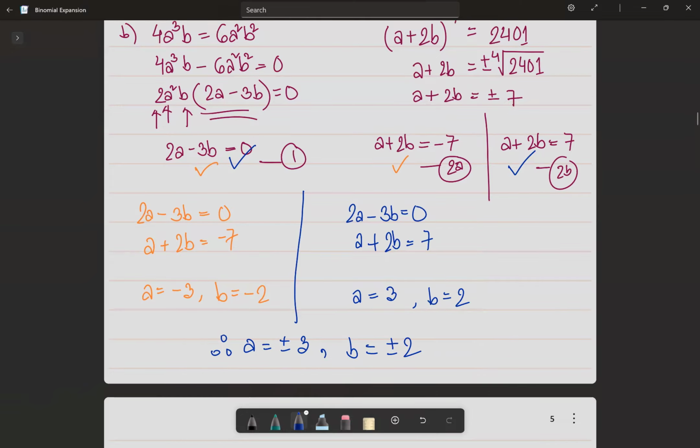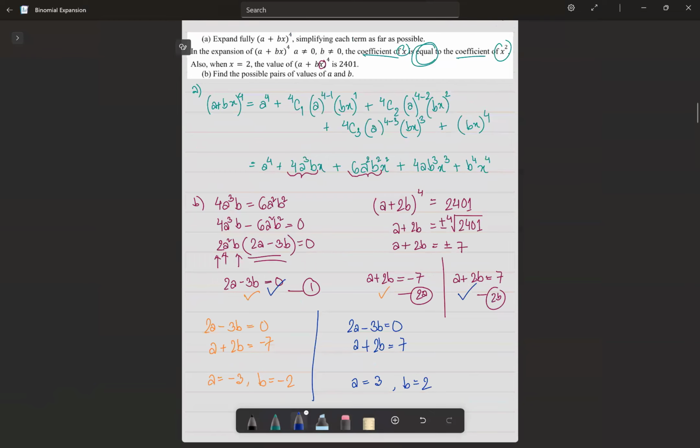So a quick recap of what we did in here. First, the expansion that we were asked to do: we were asked to expand (a + bx) to the power 4. So we expanded that using the formula that we have learned. We know 4 is a positive integer, so definitely the combinatorics formula can be used in here. The binomial theorem formula, we have used that one. Then we were asked to find out the possible pairs of values of a and b.